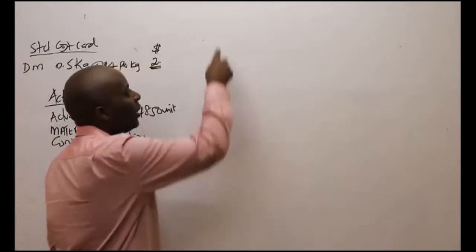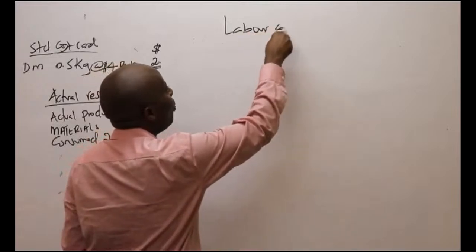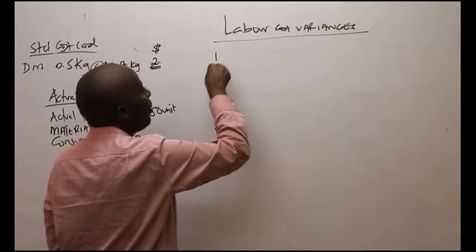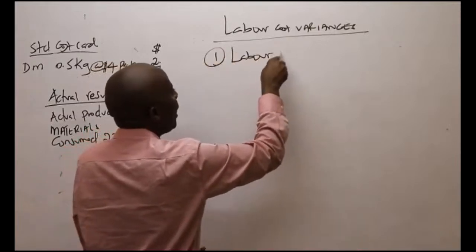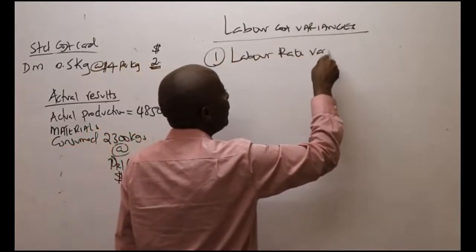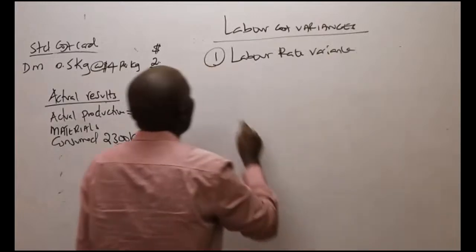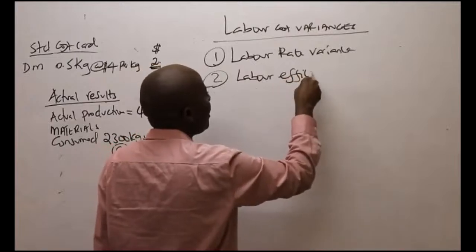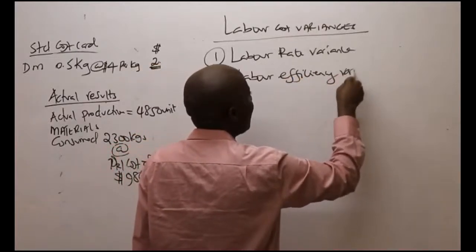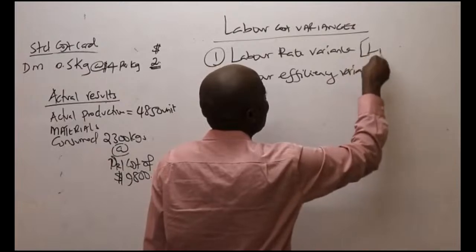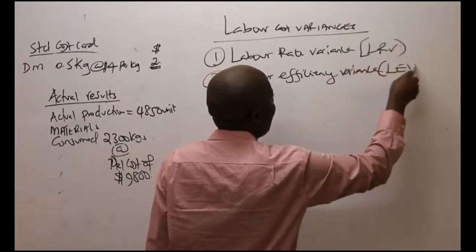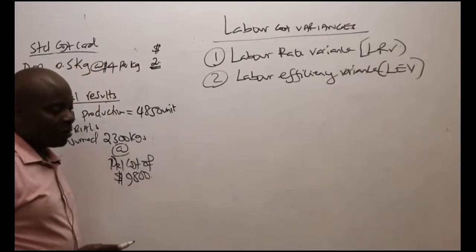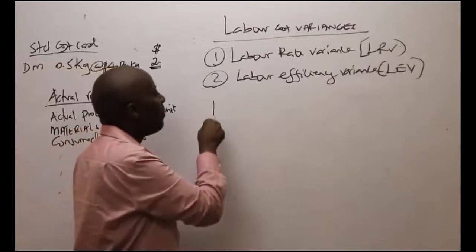We have the labor cost variances. There are two. Number one, the labor rate variance, and number two, the labor efficiency variance. This is the labor rate variance, and this is the labor efficiency variance. So we begin with labor rate variance.